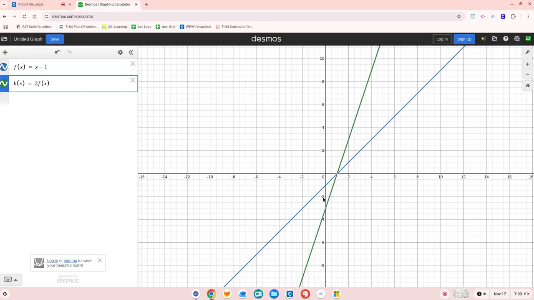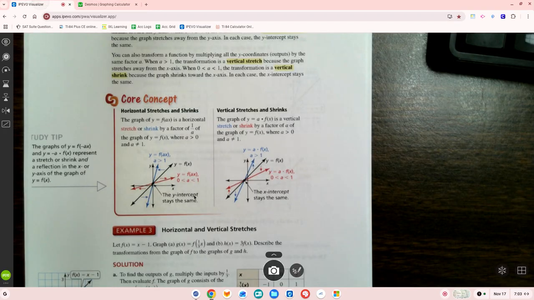Okay, the proper terminology is this graph, h of x equals 3f of x. This is a vertical stretch of the function f of x. This is being stretched by a factor of 3. You can see it. The slope of this line in green is a slope of 3. The slope of the graph in blue is a slope of 1. Now, you notice it's vertical. The 3 was outside.